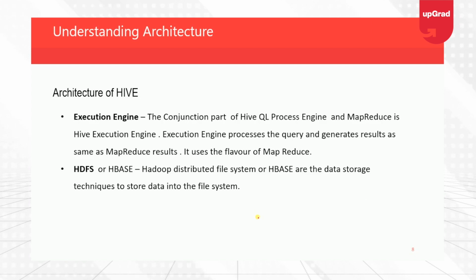Now let us understand the execution engine. Execution engine comes into the picture after the compilation and optimization steps. It executes the execution plan created by the compiler in order of their dependencies using Hadoop. It is a part of your HiveQL process engine and is responsible for generating the sequence of MapReduce jobs.